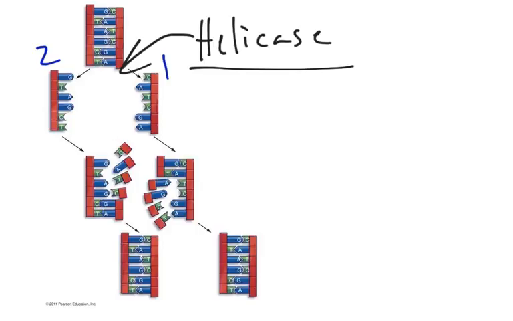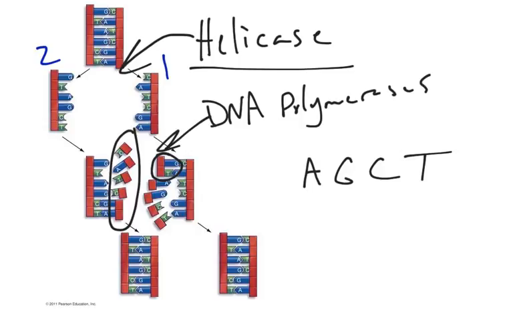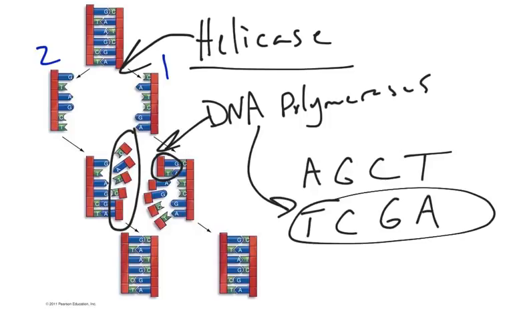Once you split them, you have to replicate the DNA. So your DNA polymerases, and because there's more than one, they come in and link the new nucleotides together. As the nucleotide comes in that's supposed to match the DNA strand, DNA polymerase links them. So for example, if the DNA strand was A, G, C, T, and we needed to replicate, we would bring in the base pairs. T would come in, C would come in, G would come in, A would come in, and DNA polymerase would link these all together to make a new DNA strand.